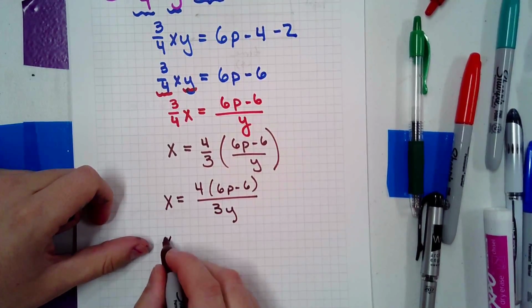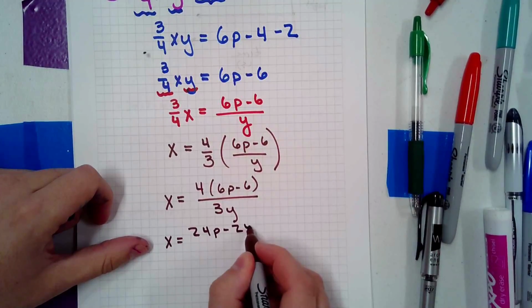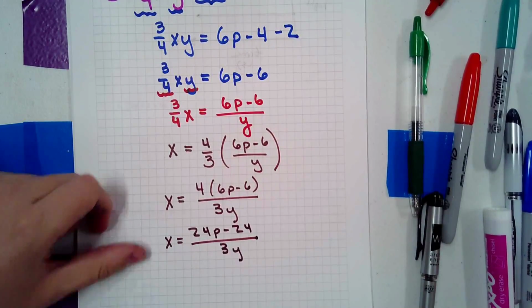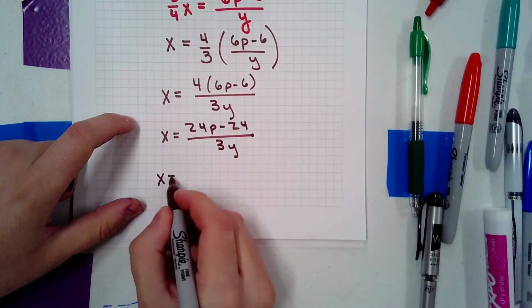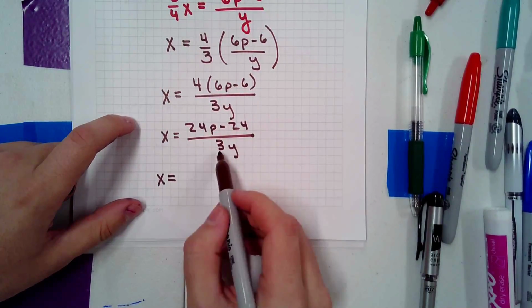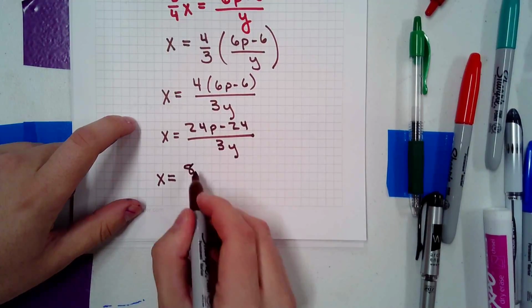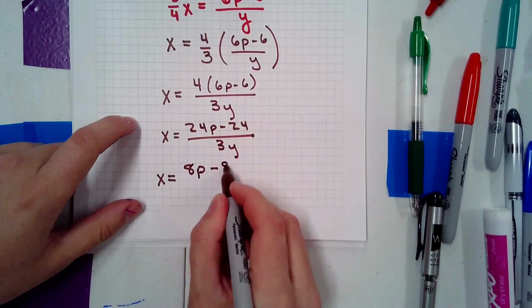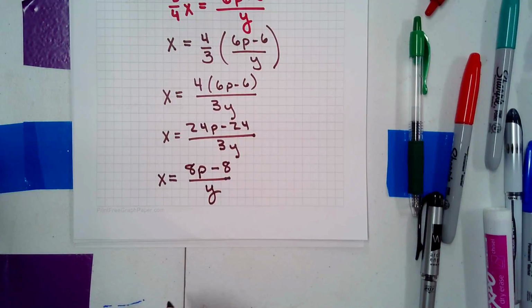Another way to write this would be to distribute that form and get 24p minus 24 over 3y. Another way to write this would be to simplify it. Divide everything by 3. We can do that, right? So let's do that. What's 24 divided by 3? 8. Yeah, well, it happens. So 8p over y, or minus 8 over y, because we did divide by 3, so the 3's gone now. Any of those are valid.